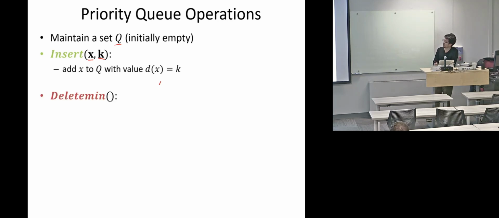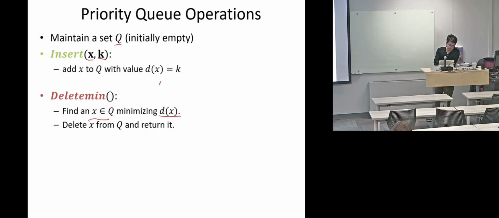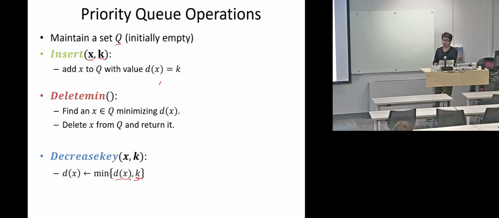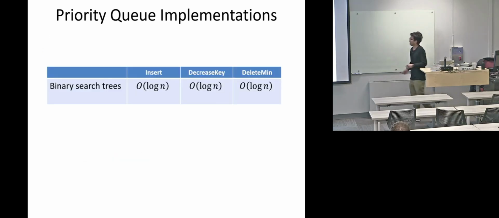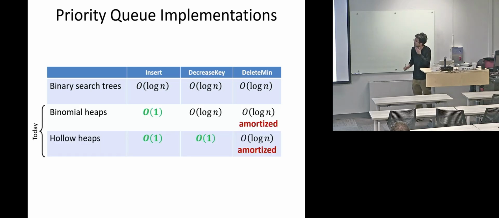And next you can delete min. Here it will just find the item with minimum value, delete it from the queue and return it. Next is decrease key, which just decreases the key of X to something at most K. We used it in Dijkstra last time, by implementing this priority queue with a binary search tree. So each operation takes you log n time. But today you're gonna see a better one.